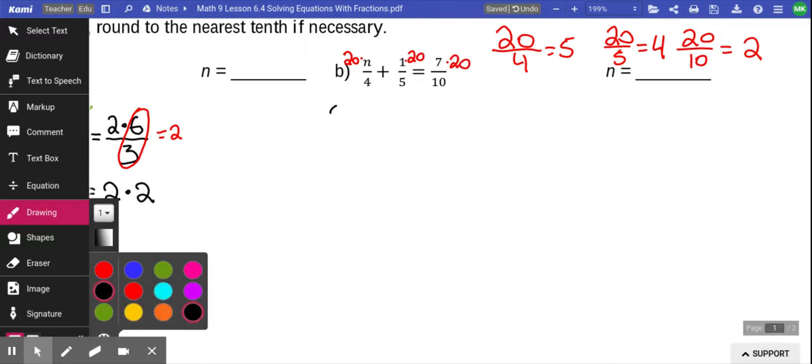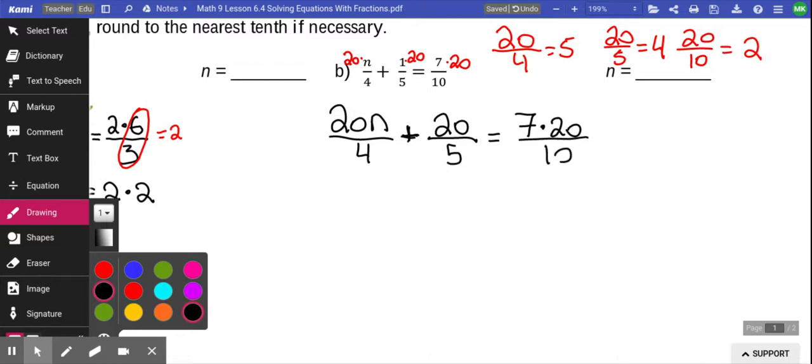So I now have 20n over 4 plus 1 times 20 is 20 over 5 equals 7 times 20. I'm just going to actually write that as 7 times 20 still over 10. You could multiply the 7 times 20 to become 140 and then divide 140 by 10, but I'm just going to leave it like that so that people realize that this 20 is what's getting rid of everything.